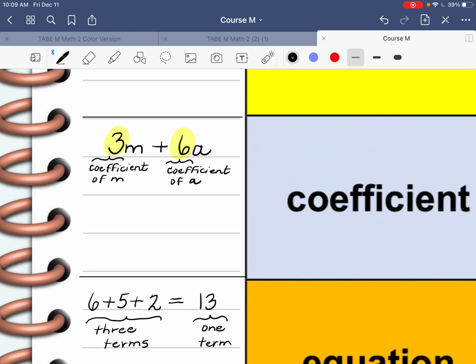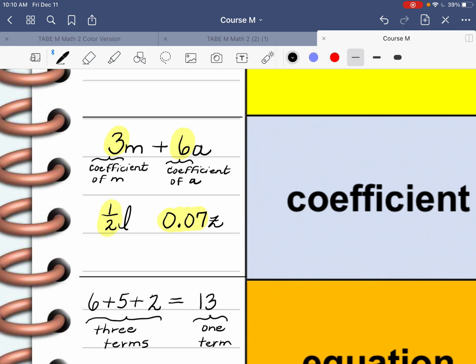I do want you to know that coefficients can be fractions. 1/2 L. There's the coefficient. They can be decimals. Seven hundredths Z. So 7/100 is the coefficient.